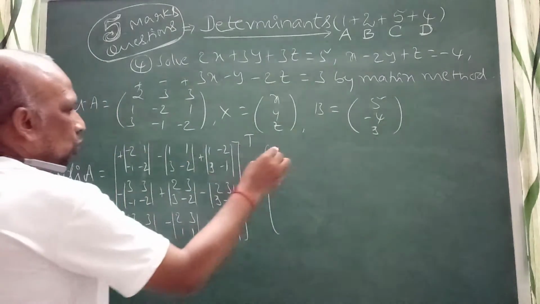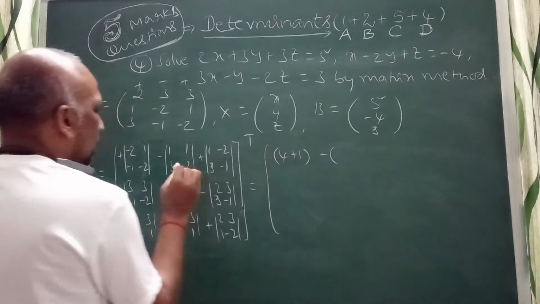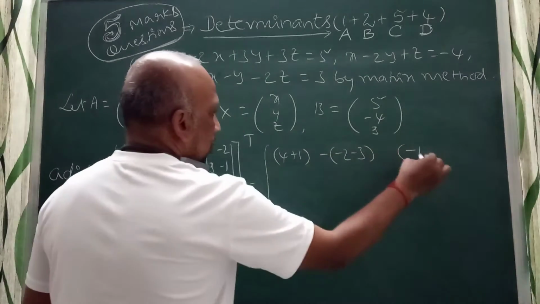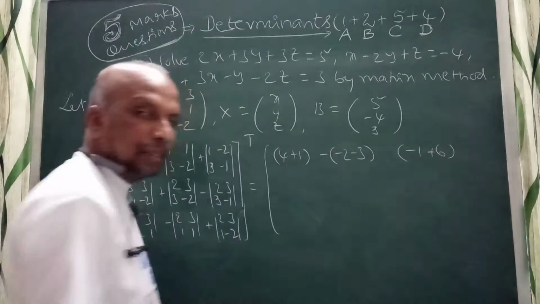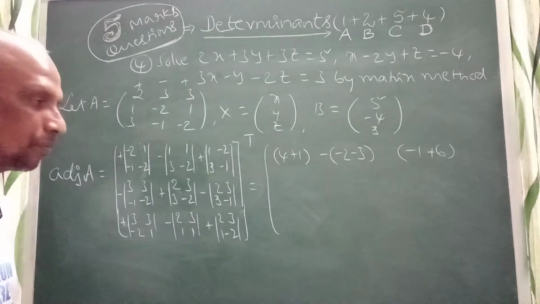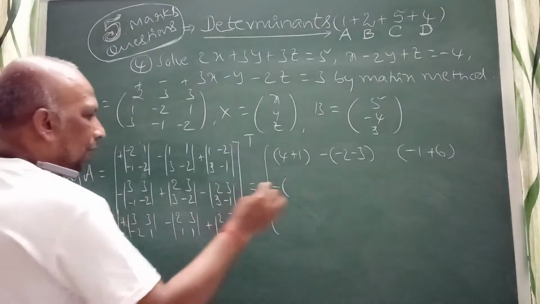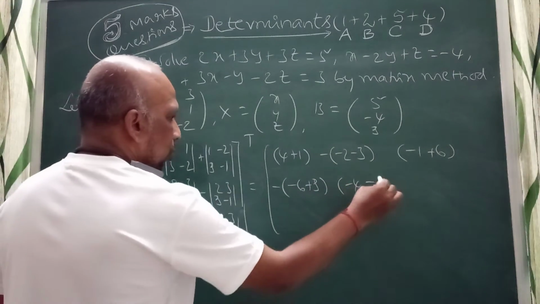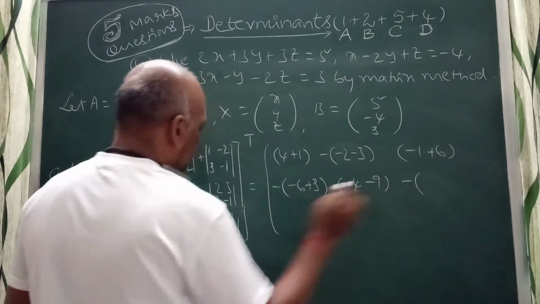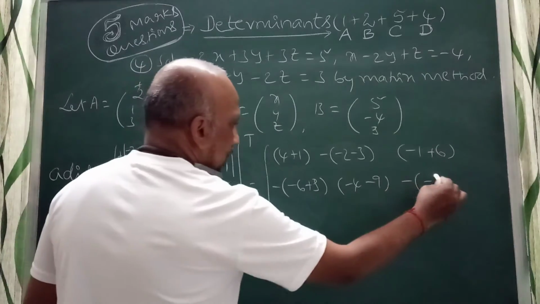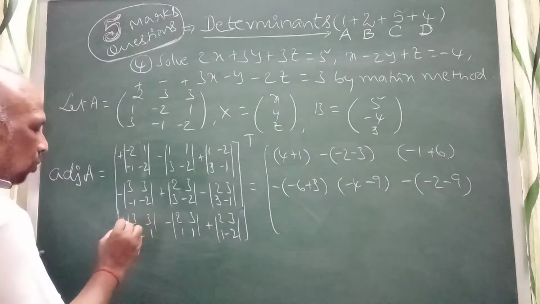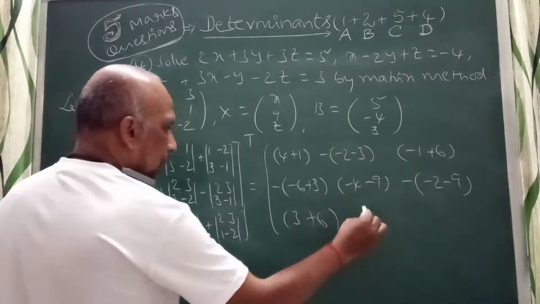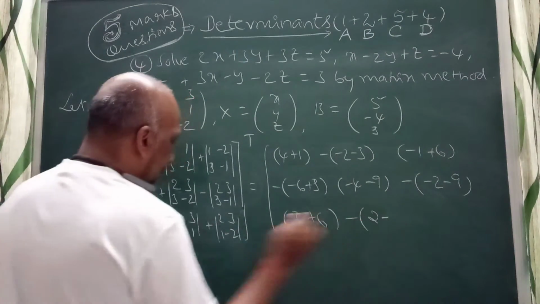Okay, this is minus 2, 4 plus 1. Minus of minus 2, minus 3. I can write this is minus 1. Minus 6 means plus 6. Correct. Just AD minus BC. Now this one, minus of minus 6 plus 3. This one I can write minus 4 minus 9. This one, minus of cross multiplication, minus 2 minus 9. Correct. You can see this one 3 plus 6, minus of 2 into 1, 2, minus 3 into 1, 3.